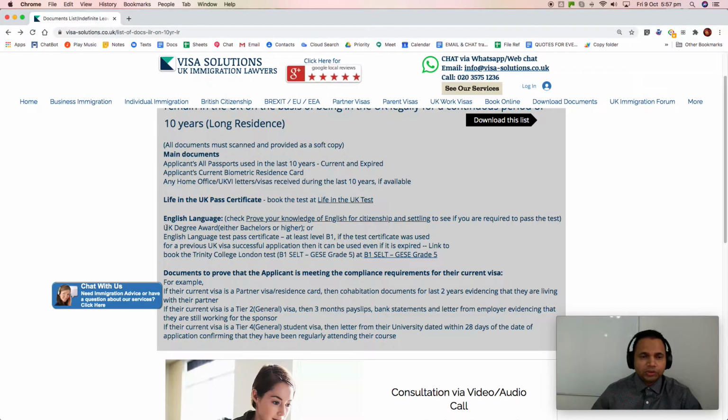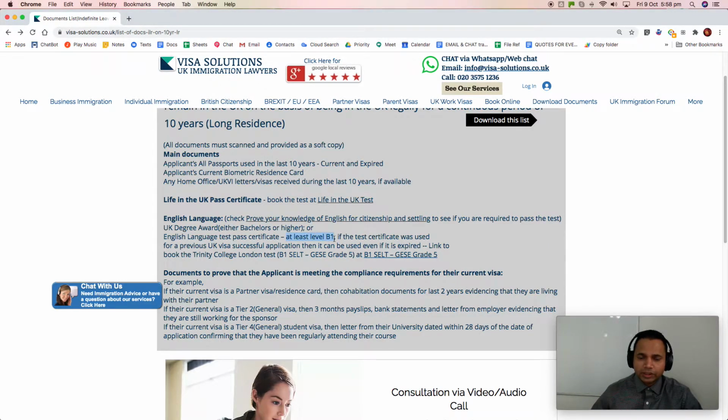Then you meet it by a UK degree award. It can be a bachelor's or a higher award, at least one. Or an English language test pass certificate at level B1. You can put the certificate reference on the application or give a certificate, or use a previous UK visa application. Then it can be used. So usually we deal with this with the spouse visas and all who qualify for ILRs at a certain time.